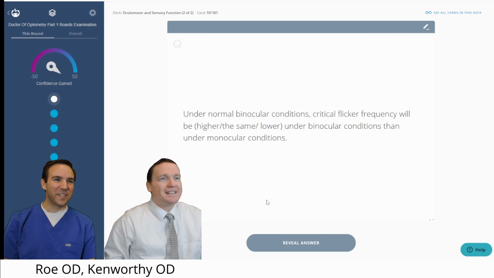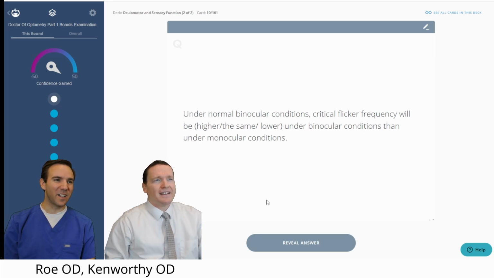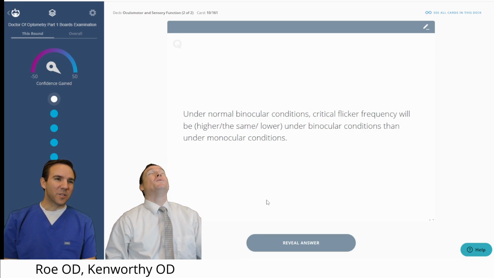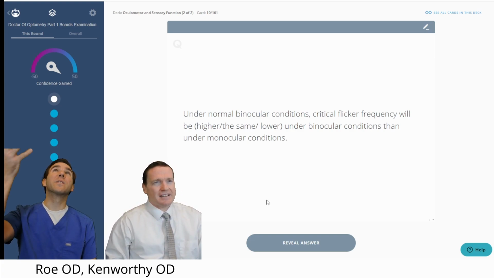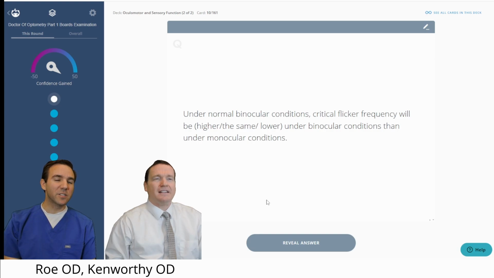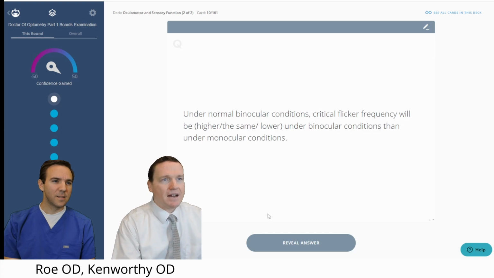Under normal binocular conditions, critical flicker frequency will be higher, the same, or lower than under monocular conditions. So critical flicker frequency is the threshold level of seeing that flicker within the fluorescent light, which impacts traumatic brain injury patients quite a lot. In their case, they will end up having a higher threshold, which means that they're able to perceive the flicker more. So under normal binocular conditions, I believe the critical flicker frequency will be lower. I like where you're going, and I don't know if I can add much more to that.